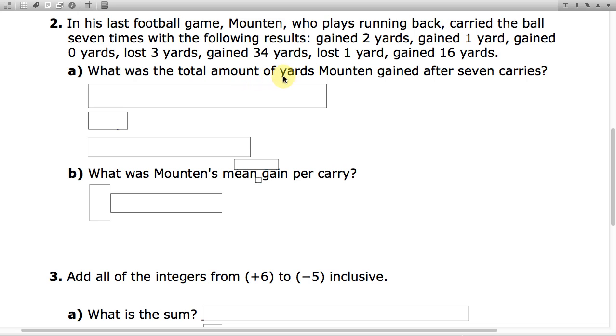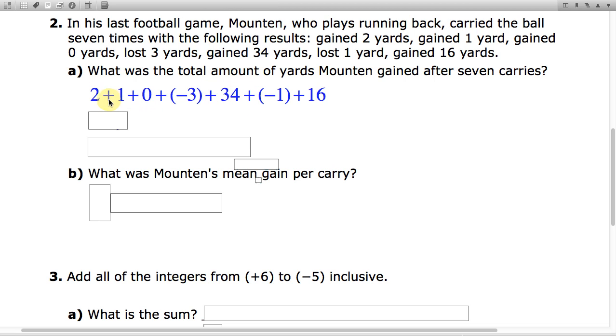The first question is, what is the total amount of yards Mountain gained after 7 carries? If you add all these things together, the gain of 2 yards, I could write it as plus 2, but I'd prefer just to write it as 2. There's a gain of 1, nothing gained or lost, a 3-yard loss, a 34-yard gain, the 1-yard loss, and the 16 yards gained. So adding all those together, we've got 2 plus 1 is 3, plus 0 is 3, plus negative 3 is 0, plus 34 is 34, plus negative 1 is 33, and plus 16 gives you a total of 49. So to answer the question, this is a gain of 49 yards overall.